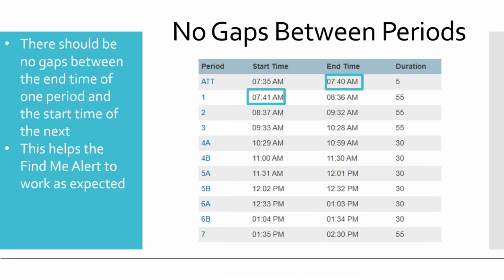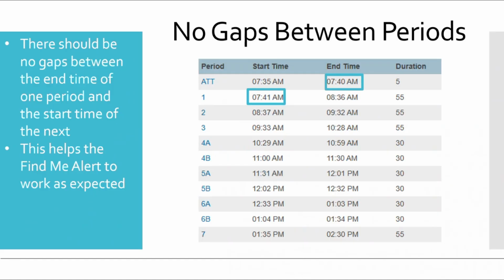This next piece is not necessarily going to cause attendance issues, but while we're on the subject of bell schedules, it is something we always recommend, and that is how to handle gaps in between periods. If you are creating a new bell schedule or revamping an old one, this is how we would recommend you handle those gaps. There shouldn't be any time in between each period, from the end time of one period to the start time of the next. You can see here, the ATT period starts at 7:40. The next period, period 1, begins at 7:41.